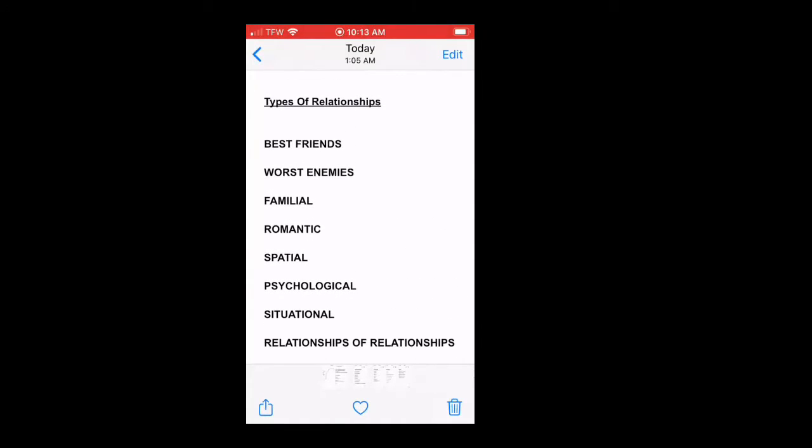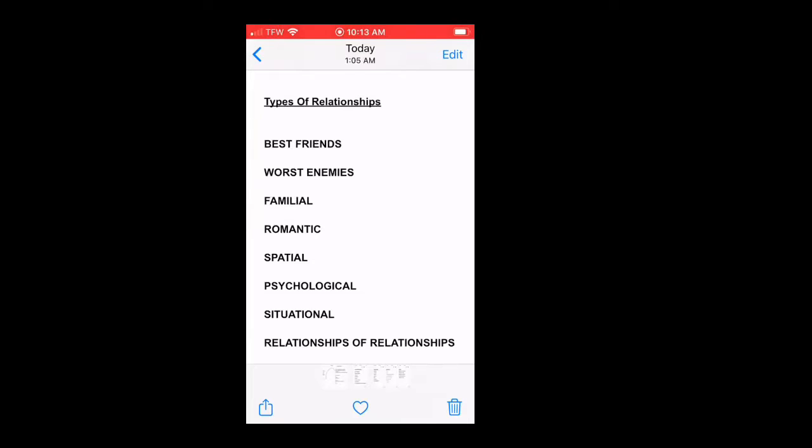So you could be best friends, you could be worst enemies. Those I found pretty self-explanatory. It can be a familial relationship. So between siblings, a parent-child, cousins, uncles, nephews, can be your in-laws, can be a romantic relationship, which could be a boyfriend or girlfriend. It could be a husband or wife. It could be a secret love affair. It could be someone you're out on a date with.